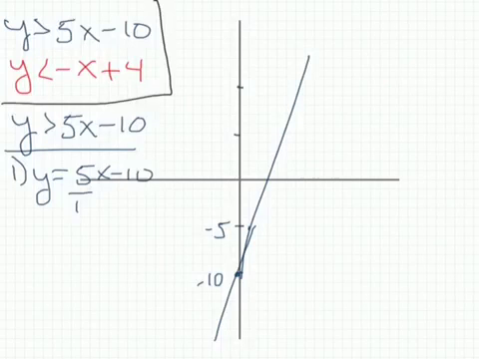Now the second thing to do is to figure out whether we need a dashed or solid line. So in this case, since we have a strict inequality, we have just a greater than with no equals to, we're going to put a dashed line. So I'm going to get out my eraser here, and I'm going to turn my line into a dashed line.